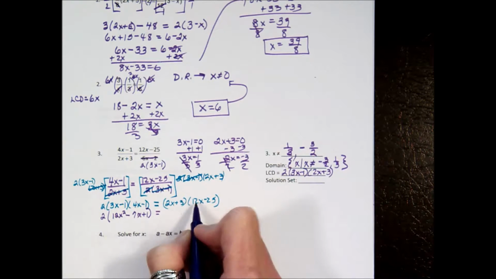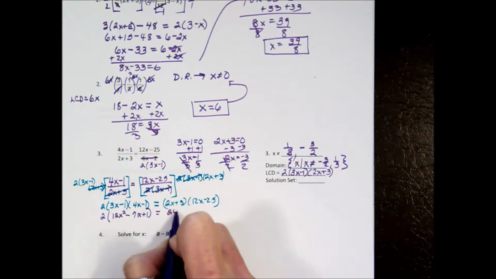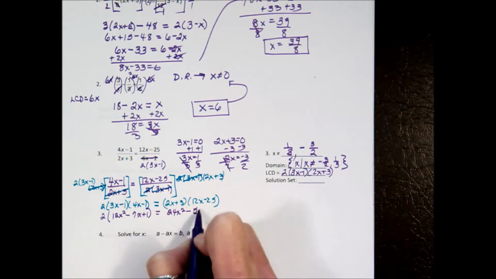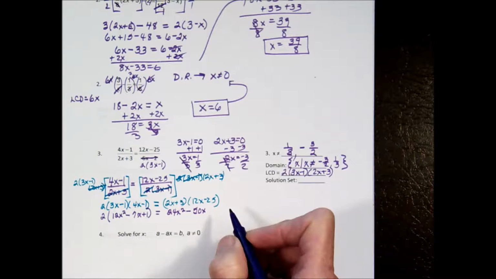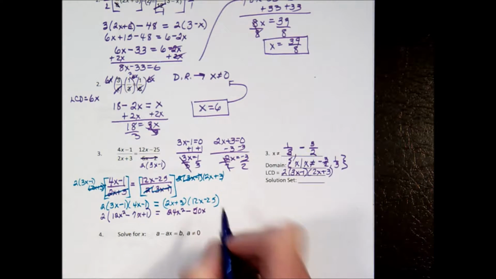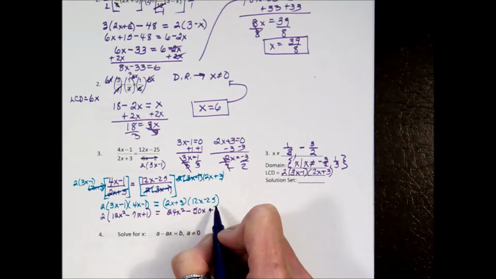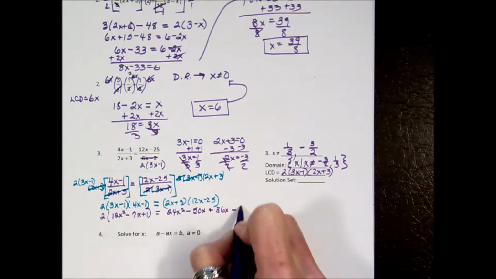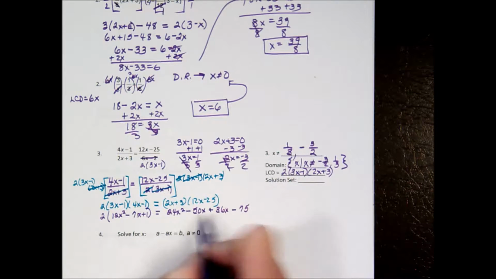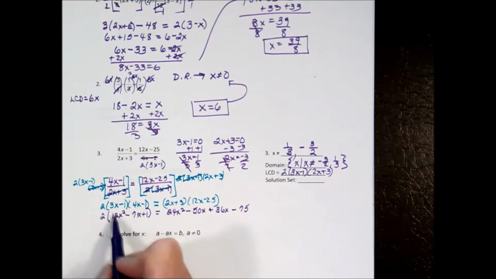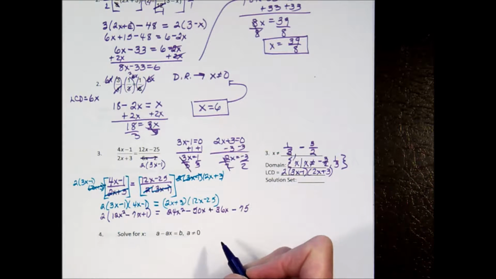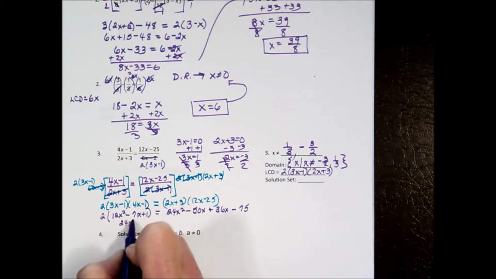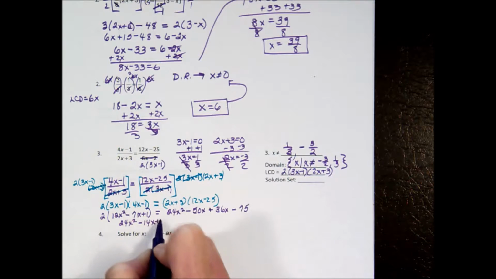Over here, when we FOIL this, we're going to get 24x squared minus 50x plus 36x, and then minus 75. Now I need to combine like terms here. So in my next step, I'm going to distribute that 2, and over here I'm going to combine like terms. Make sure you see where these all came from. So this is going to give me 24x squared minus 14x plus 2.